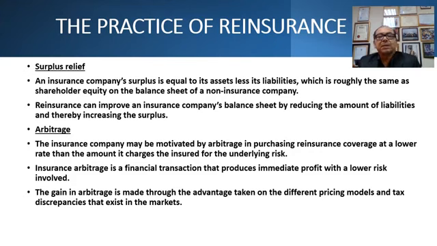Insurance arbitrage is a financial transaction that produces immediate profit with a lower risk involved. So they pay a small premium, but they get large coverage from the bigger insurance company in case of any catastrophe. The gain in arbitrage is made through advantage taken of different pricing models and tax discrepancies that exist in the market. Well, basically in retakaful insurance, there are also benefits and incentives that the government gave, so that the small takaful company can benefit and pay a small premium to the bigger takaful company to cover their risk. So that's what we are explaining here.